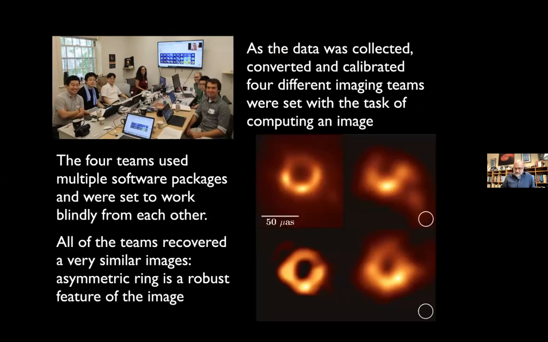And this is what happened after 2 weeks of blind work. The 4 teams came up with these 4 images. And this is where, really, this was a phase transition in our expectation, because all of a sudden, these different teams provided images that were different, but were comparable. And they were all showing that there is a ring with a depression in intensity.